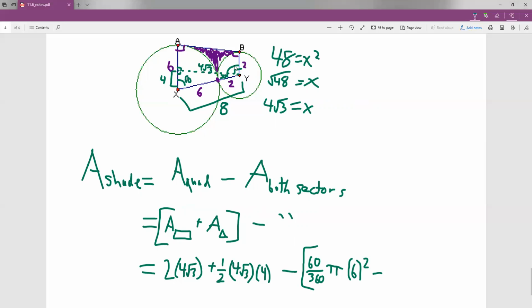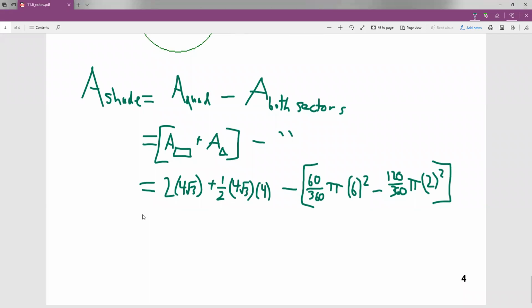Now let's do my small sector. What's the angle measure of my small sector here? Well, we have this 90-degree angle, and this angle here is 30 because it's part of the 30, 60, 90 triangle. So that angle measure in total is 120. So we're going to have 120 over 360 pi, and then r is 2 in this case, so 2 squared. Now it's just a bunch of number crunching at this point. We got it conceptually down. We just got to number crunch.